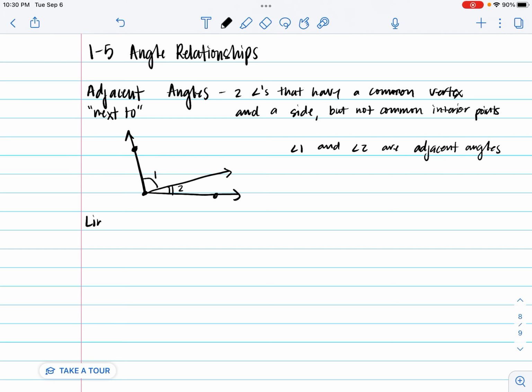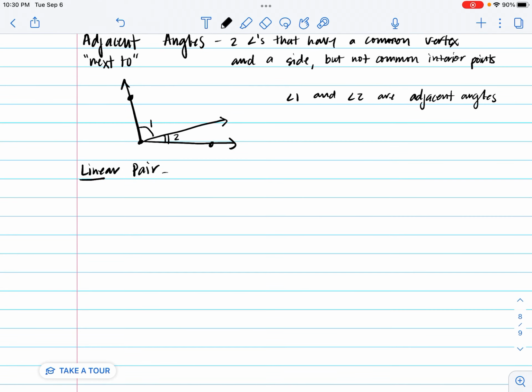Now, linear pair is our next definition. If you look at the root word here, it's line. Linear just means line. So let's go ahead and draw our diagram first. We're going to just draw a straight line, and I'm going to draw another ray coming from this particular point. I'm going to label the first one angle 1, angle 2. If you want to put the dashes, you absolutely could. Not completely necessary, but sometimes it's nice to know that they're not equal to each other.